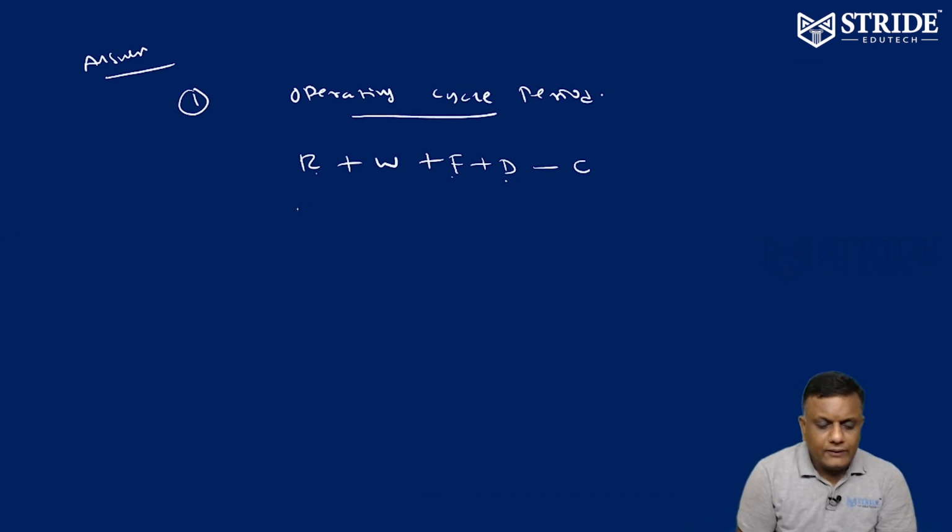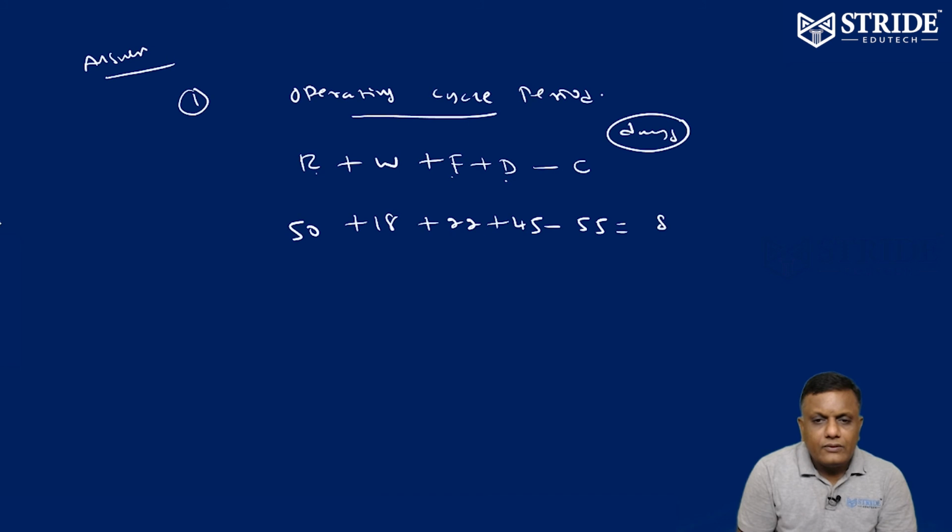So raw material period here is 50 days, everything in terms of days. Work in process 18 days, finished goods 22 days, debtor period 45 days, creditor period 55 days. So total net operating cycle period is 80 days. 80 days is the operating cycle period of the company.